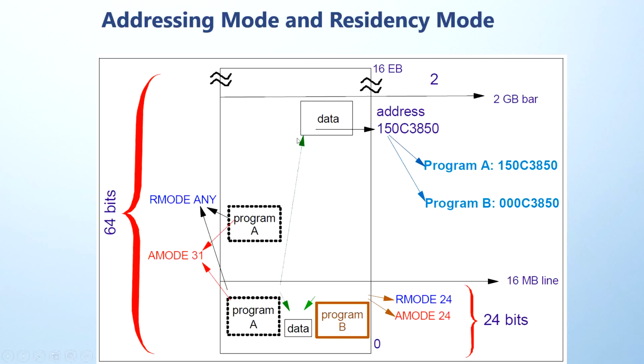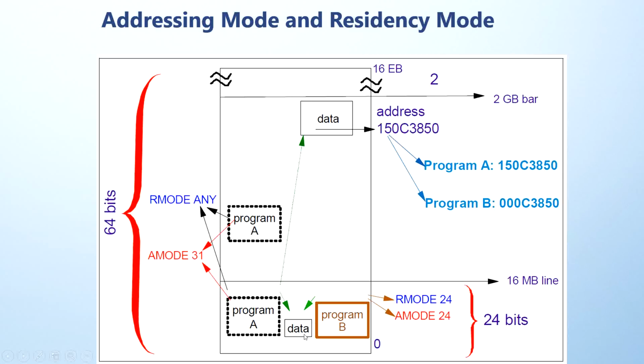Let's start with the value 24, that is 24-bit. If you take the example of program B in this picture, it is compiled as AMODE 24 and RMODE 24. Compiled and link-edited with these values. What that means is this program has to be resident below the line, because you have mentioned RMODE as 24, and the data it has to use is of 24 bits.